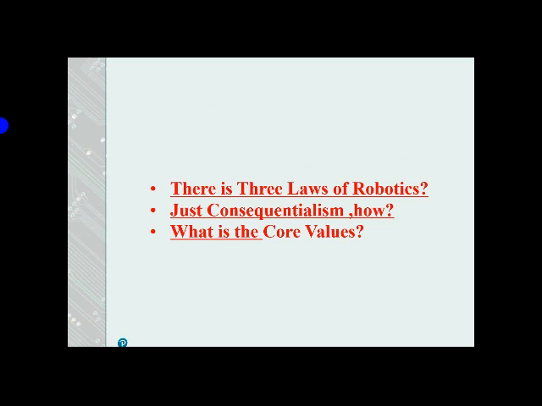A robot may not injure a human being, or through inaction allow a human being to come to harm. A robot must obey the orders given it by a human being except where such orders would conflict with the first law. A robot must protect its own existence as long as such protection does not conflict with the first or second law. Just consequentialism.